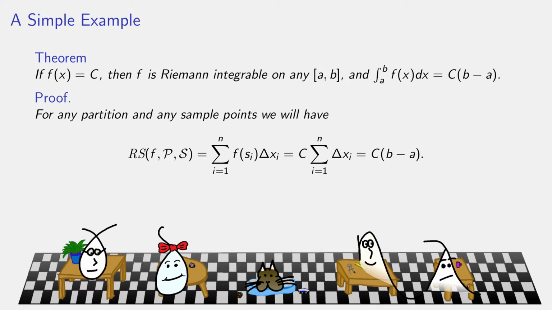Now, for any choice of sampling points, regardless of the norm of the partition, f of every point is just c. Okay, so for any Riemann sum, this f of si, f of the sampling point, is just going to be a constant which I can factor out, and then the sum of the lengths of the pieces is always b minus a. So for any partition and any sampling points, the Riemann sum is exactly this value.